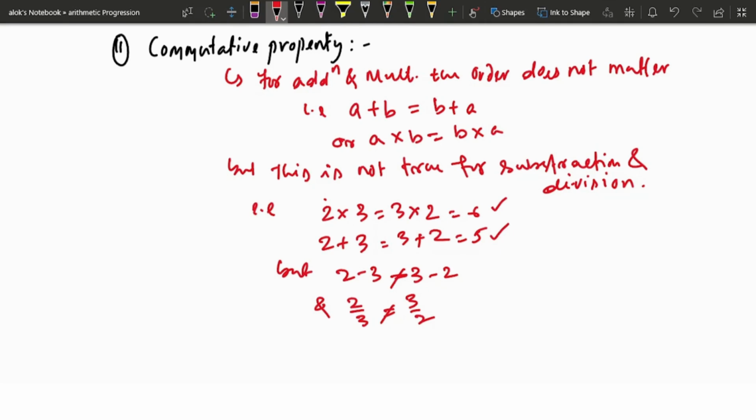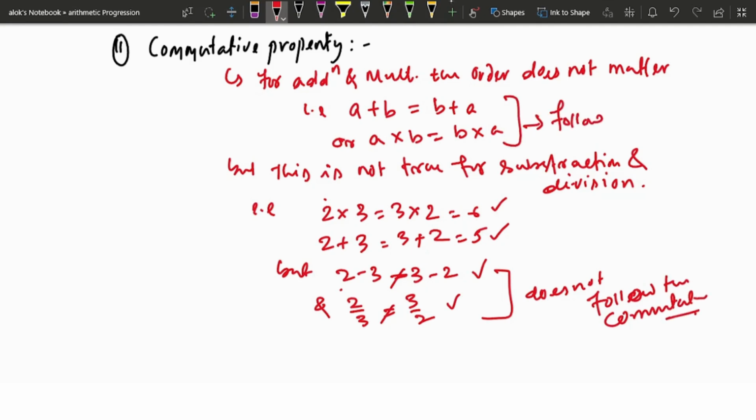Subtraction of 3 from 2 gives -1, and 3 minus 2 gives 1. So these are not equal. Order actually matters during subtraction and division. So subtraction and division do not follow the commutative property, and addition and multiplication do. So this is all about the commutative property.